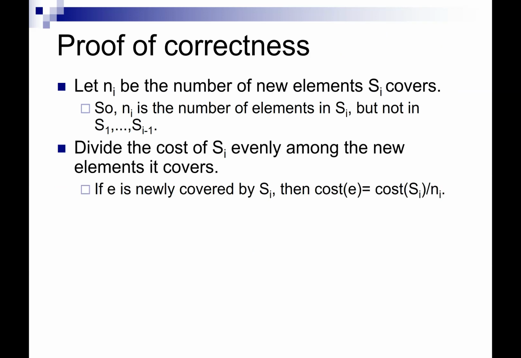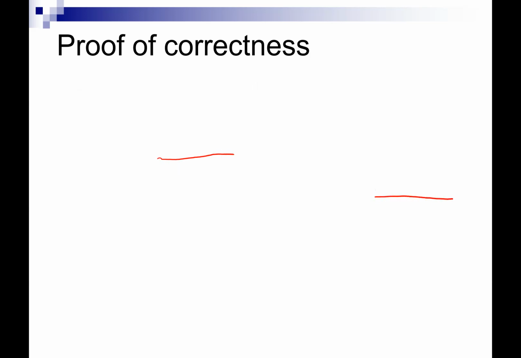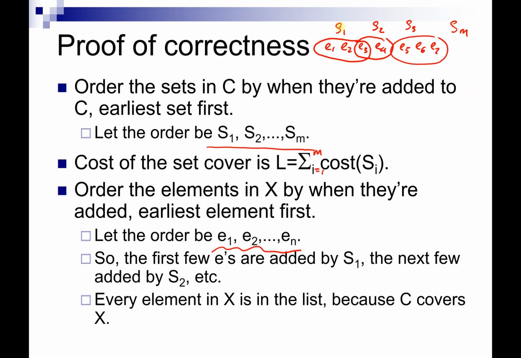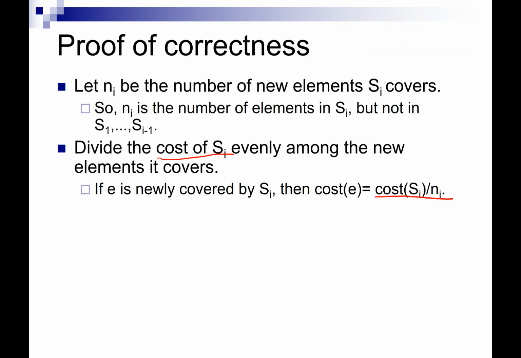Okay, so that's how we're going to define these NIs. Now we're going to take the cost of Si and divide it evenly among the new elements that it covers. So we're going to take this cost of Si and divide it by Ni. Again here, we're going to take the cost of S1 and divide it by 3. We're going to take the cost of S2 and divide it by 1. And then the cost of S3 divided by 3.